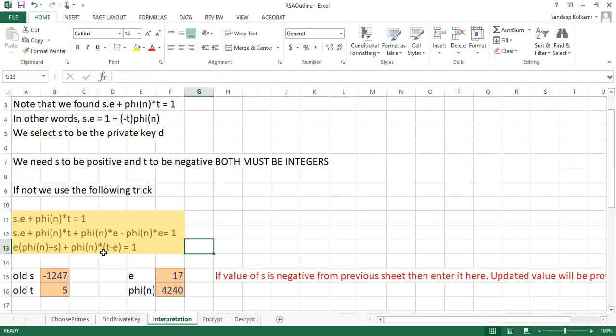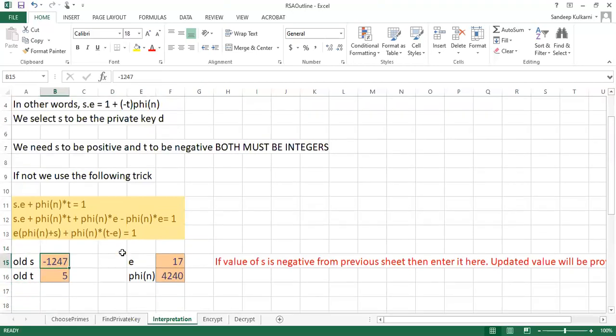Now, the reason we did that was because S was negative. When we add phi n to it, S will become positive, and T was positive, T minus E will be negative. What we wanted was the number that was multiplying E should be positive, and that's what we would get by doing this.